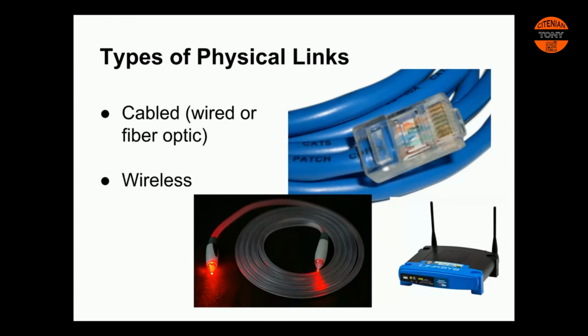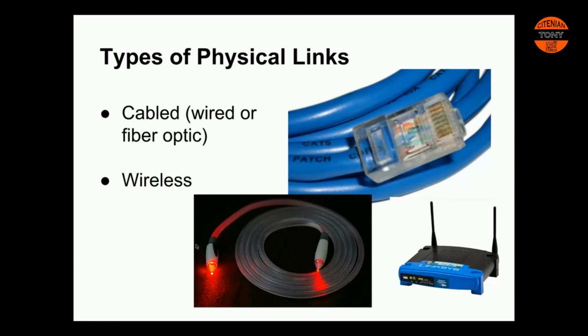Now, there are many types of physical links. We can generally categorize these links into either cable links or wireless links. A cable link has some kind of a cable running between the devices in the network. So here I have a couple examples. I have a patch cable, a category 5 patch cable. This is a type of cable that can be used with wired Ethernet networks, and this cable uses 8 pieces of copper wire to transmit data.